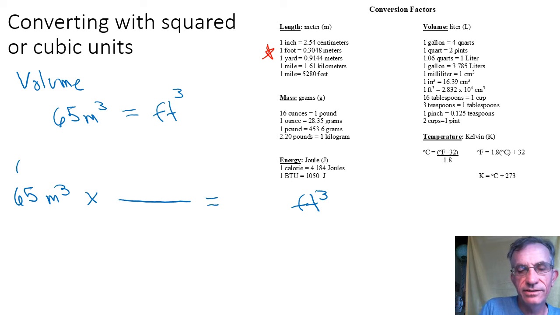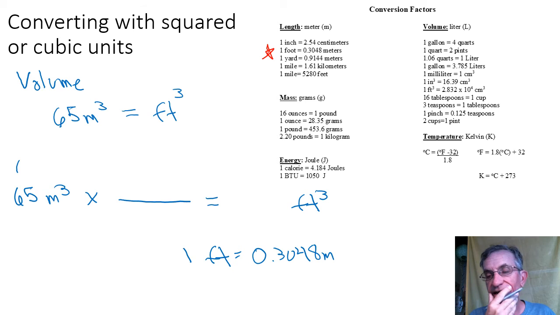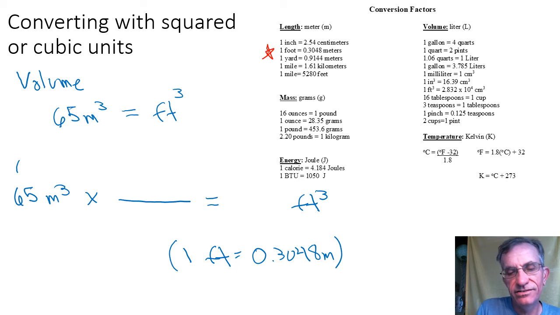So what I'm going to do is I'm going to write 1 foot here equals 0.3048 meters. And now I have to cube that number. I have to cube it to get the cubic version, not the regular version. Don't use 0.3048. It ain't going to give you the right answer. Got to cube the whole thing. All right. 1 cubed is 1. Feet cubed.